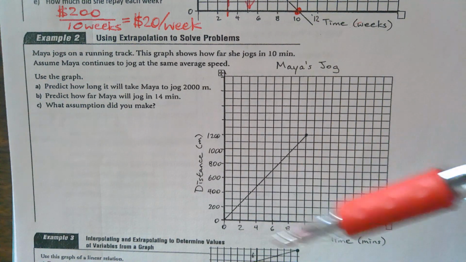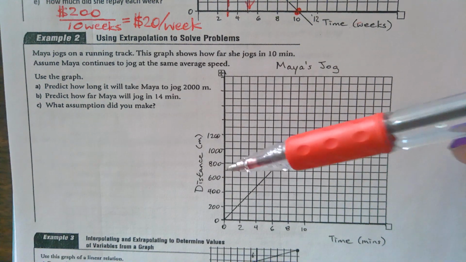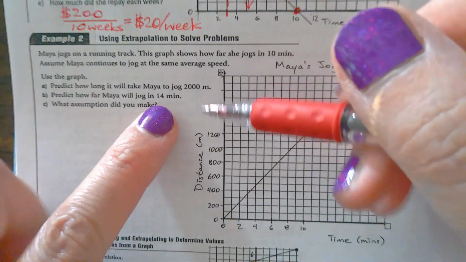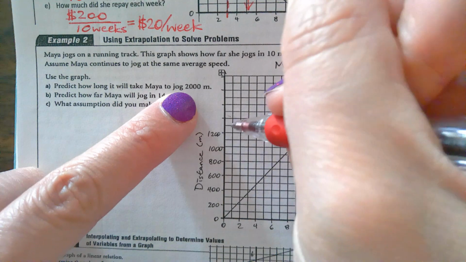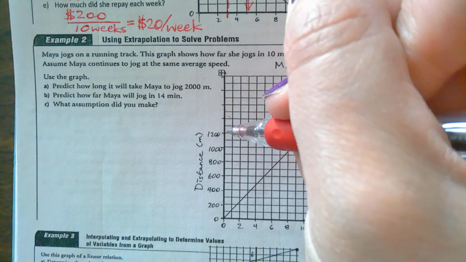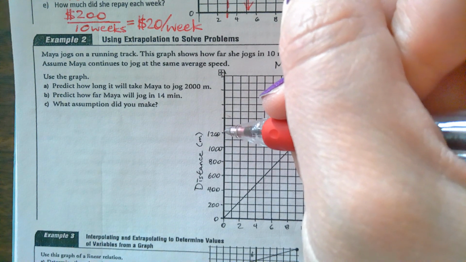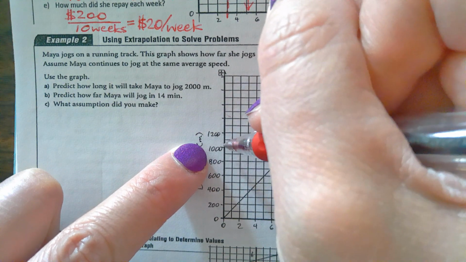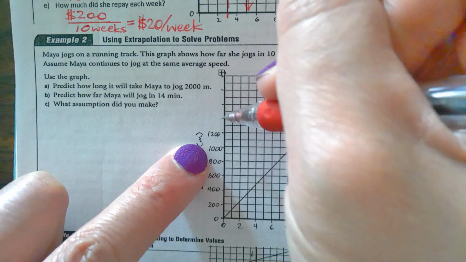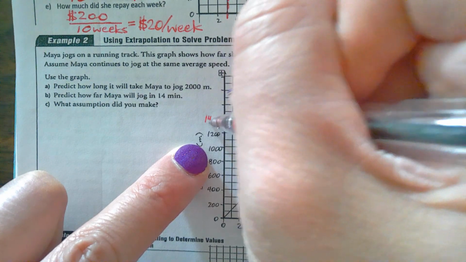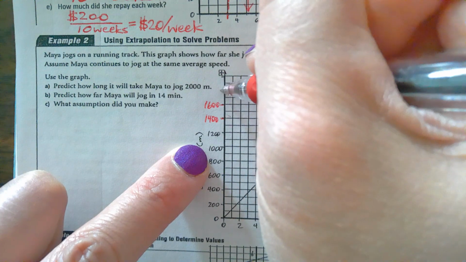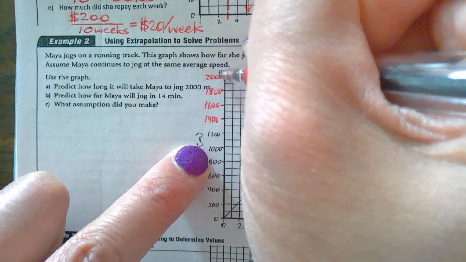For 2,000 meters, should I be looking at the x axis or the y axis? Y axis, right? Because this is the distance. 2,000 is the distance. But wait a minute, it only goes to 1,200. So keep going on the scale. Every 2 boxes is 200. So this one will be 1,400, 1,600, 1,800, and 2,000 right here.